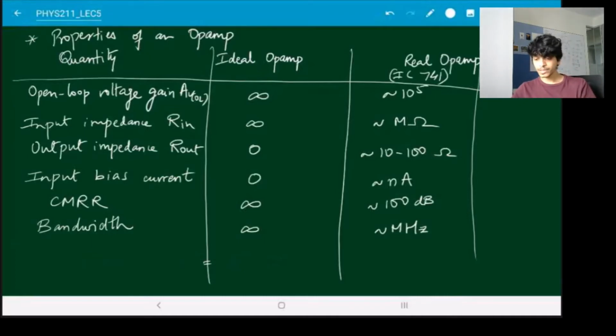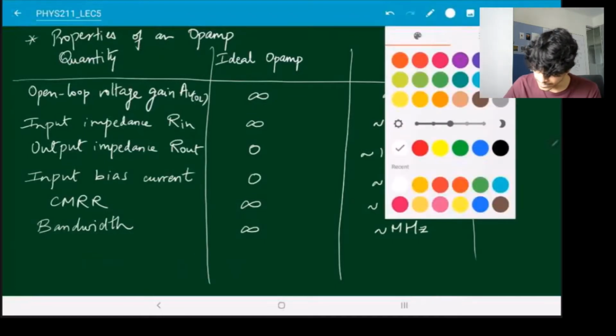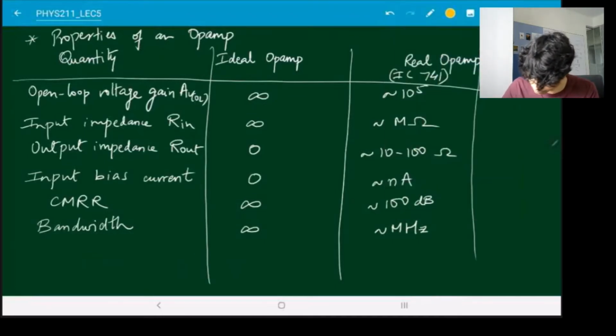Okay, input impedance is very high, output impedance is very low. So these are two properties that we will find quite useful. High input impedance, low output impedance.